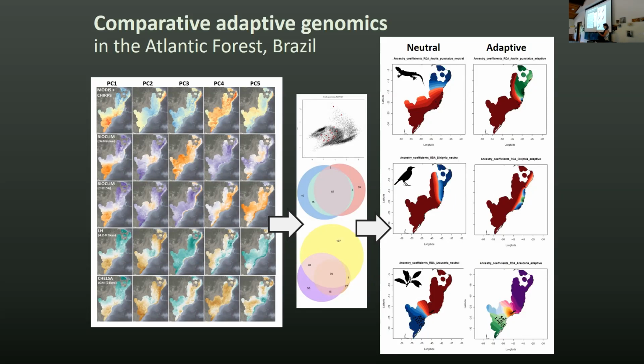So for instance, for some species, historical climate might do a better job in describing the patterns that we see compared to present day climate. And ultimately, we're interested in a spatially explicit approach of looking at population genetics on the map, making a distinction between neutral and adaptive parts of the genome.